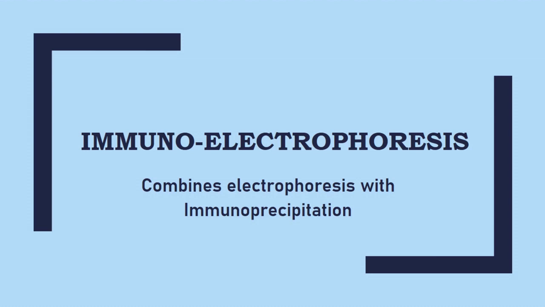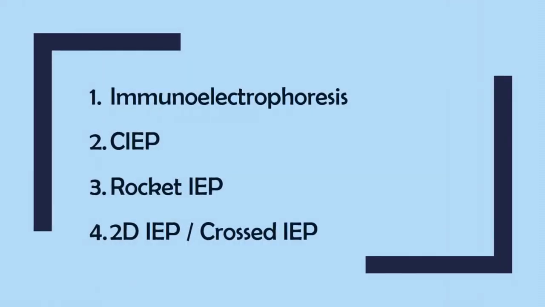How do we combine them? How do we modify the method? And how do we get the results? So we have these four methods to learn, although there are many more types of immunoelectrophoresis. We have these four types: immunoelectrophoresis, countercurrent immunoelectrophoresis, rocket immunoelectrophoresis, and two-dimensional immunoelectrophoresis, which is also called crossed immunoelectrophoresis.